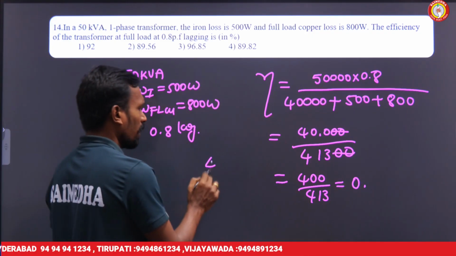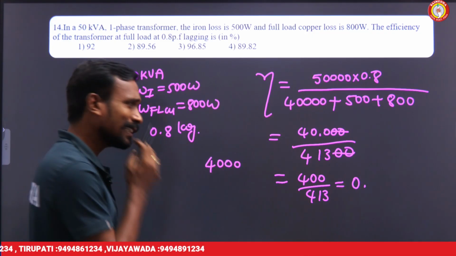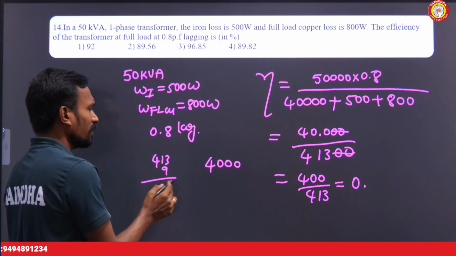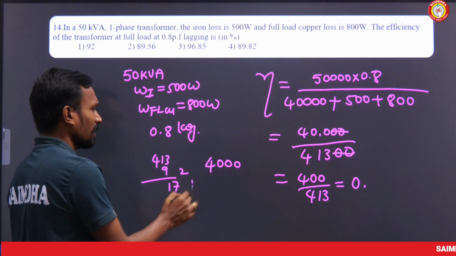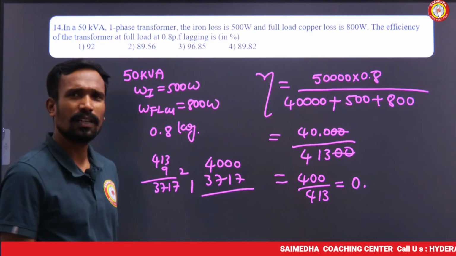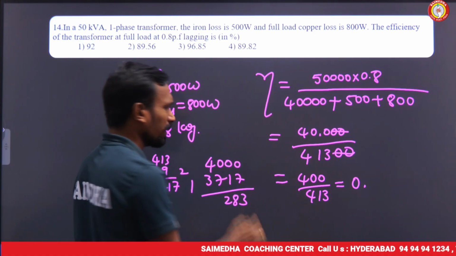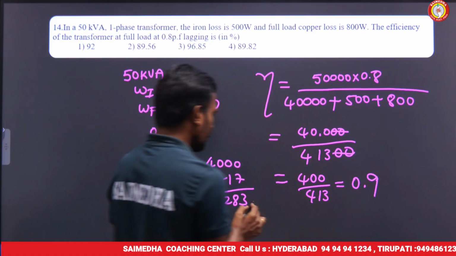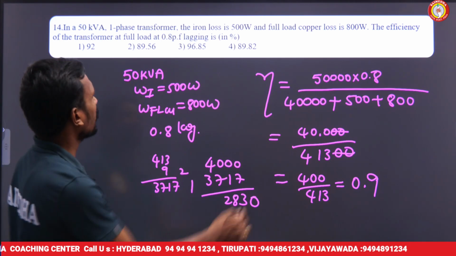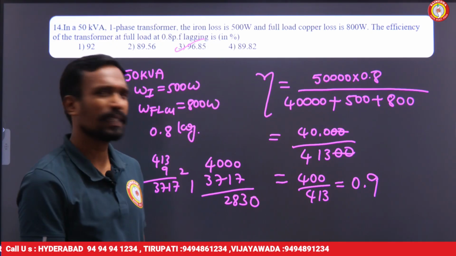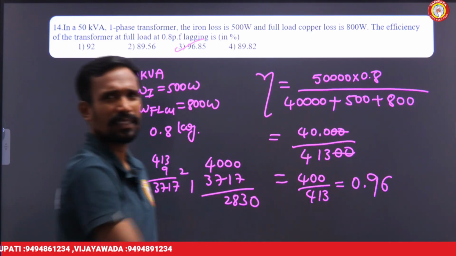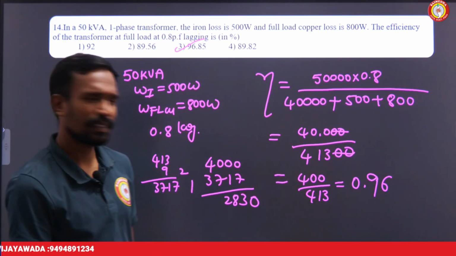Nothing but 4,000. 9s are 413, 9s are how much, sir? 9 3s are 27, 9 1s are 9, 11, 36, 37. So 3717, almost 283 will be remainder. Approximately 7s are, so you will get around 6 times and so on. You may get this answer. Next.